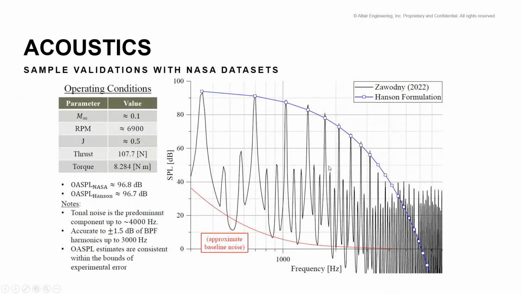So a comparison, a paper came from the Hanson formulation, and in this comparison, you can see this blue one with the Hanson formulation. Nicely, it's coming under all kind of frequencies which were captured with the FlightStream tool. This was validated with the NASA datasets also, and it was able to come under that particular range where it is able to correlate with the experimental details and data.